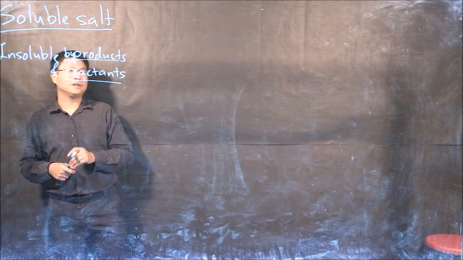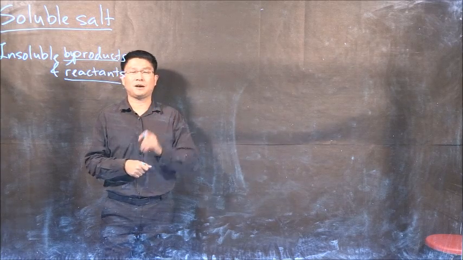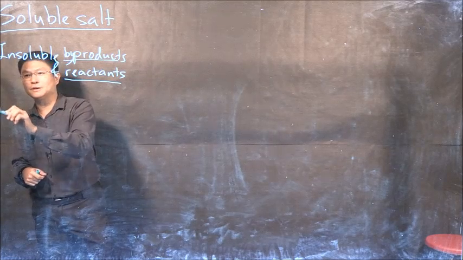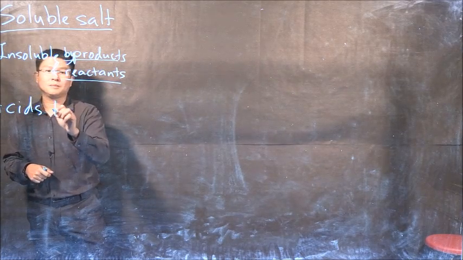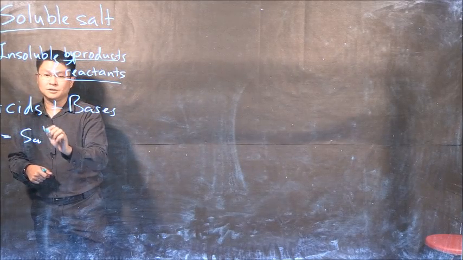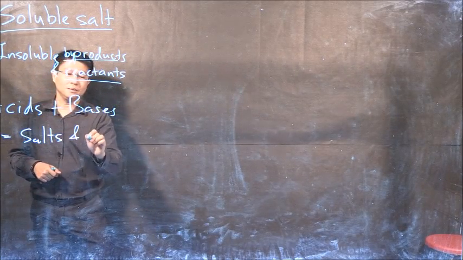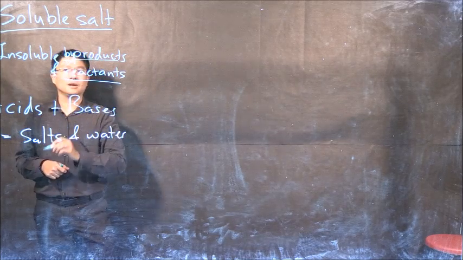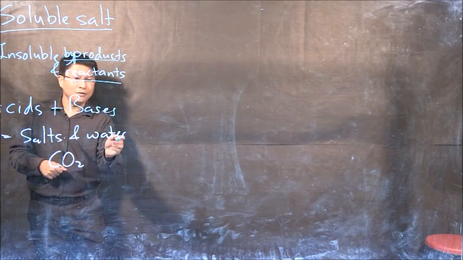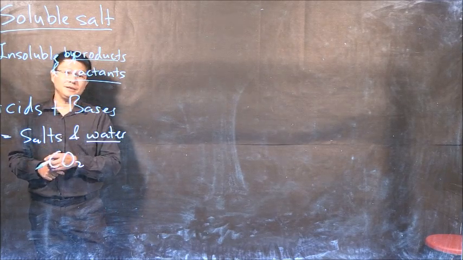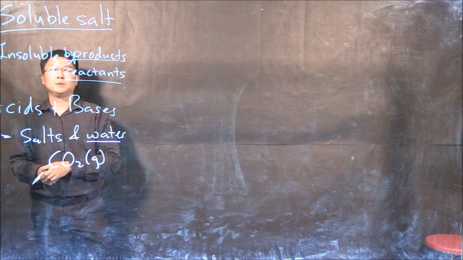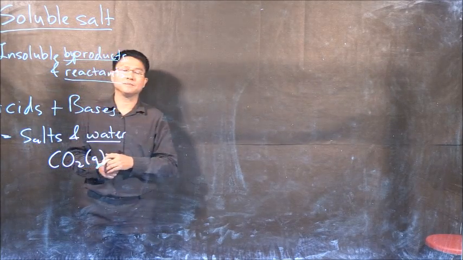Well, one of the most simple ones which we have just covered include that of the acid-base reactions. We know acids plus bases give us salts and water, and in some cases carbon dioxide. However, water can then be evaporated and carbon dioxide is a gas which will easily diffuse into the air.